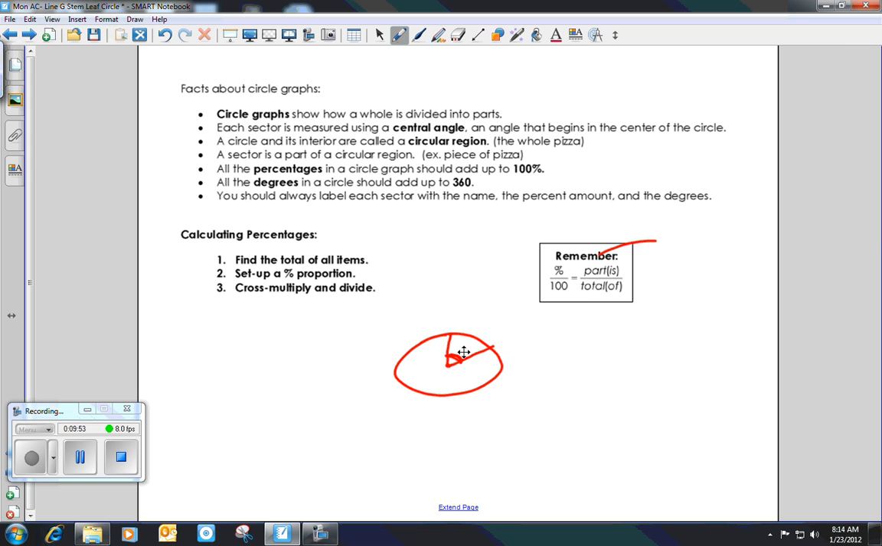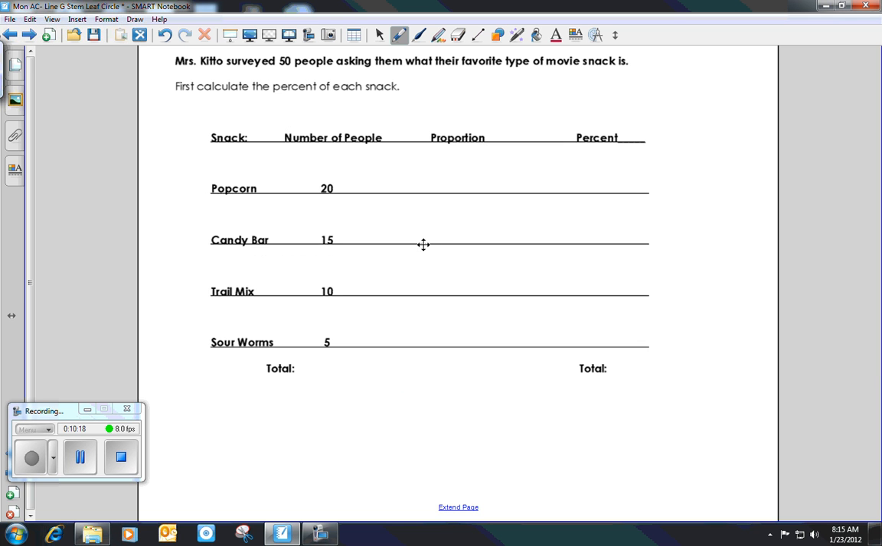And then you could also use percentages. Say this is 20% of the circle. Okay, and all the degrees in the central angles of your circle should add up to 360 because there's 360 degrees in a circle. So remember that if we're calculating the percent of something, it's percent over 100 and part over whole. Okay, and then you can cross multiply and divide to figure out what that is.